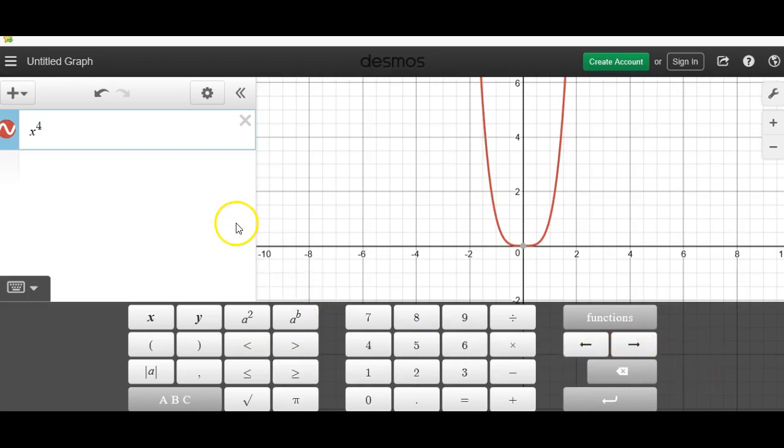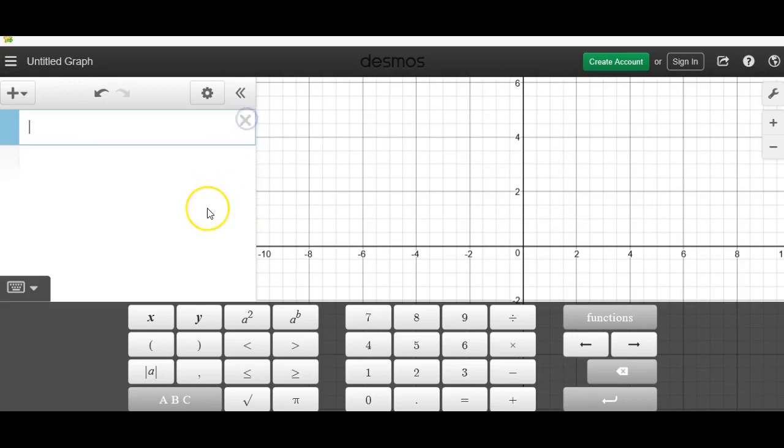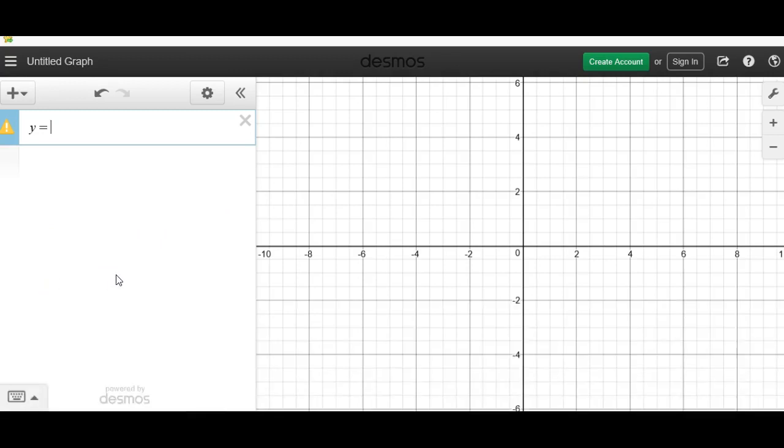I prefer using the keyboard on my computer, so I'm going to go ahead and do that. One of the most important things is when I'm looking at this function, I see equals 0, but I'm not going to put that into the computer. I am, however, going to put y equals, and I just use the y on my computer keyboard, and the equal sign on my computer keyboard. I'm going to go ahead and hide the one Desmos gives me.